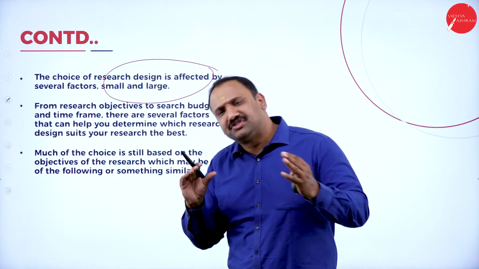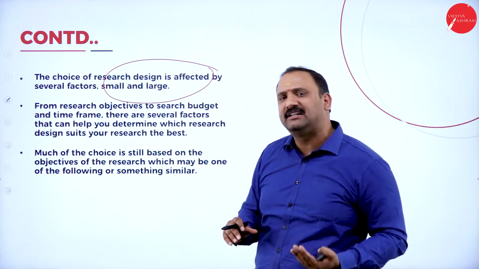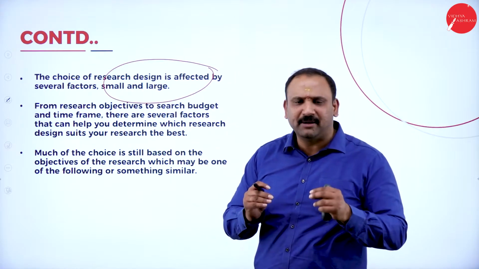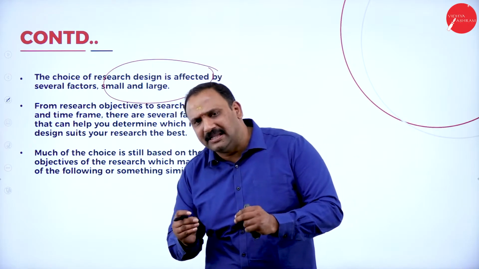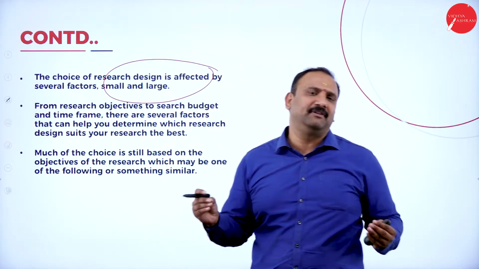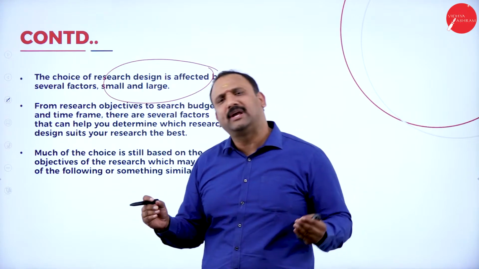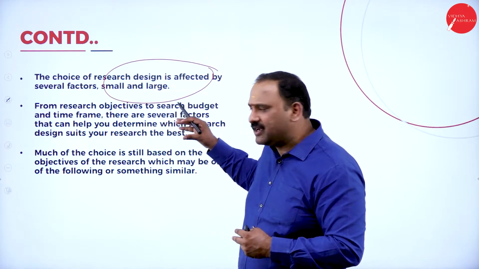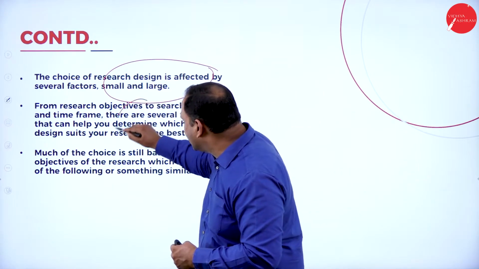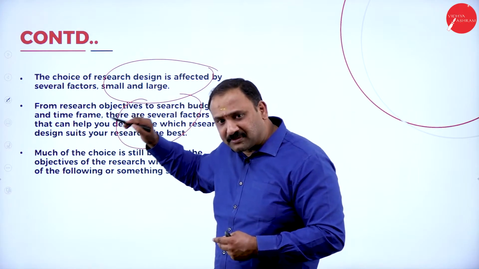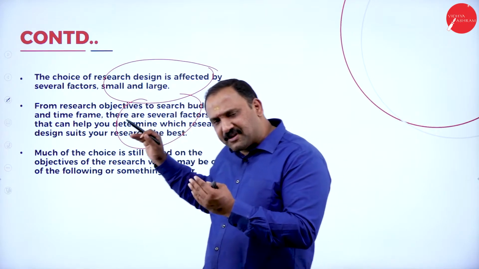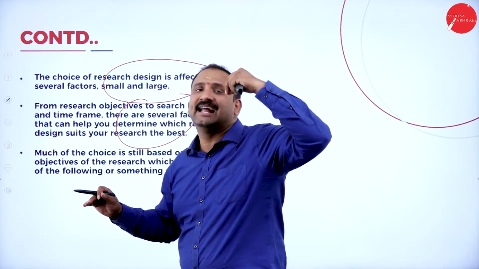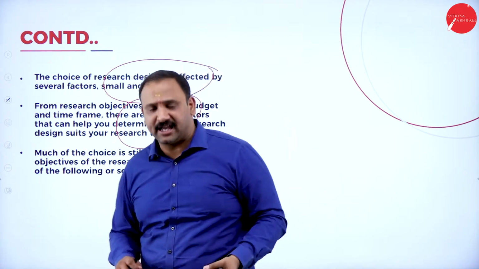Going further, when we are talking about the choice of research design, which is affected by several factors, small and large, there are many factors that come into the picture. It might be something related to people, to the process, or to the design factors altogether. These are the things that are affecting us in the long run. From research objectives to the research budget, and from the time frame that keeps changing, there are several factors that a researcher needs to understand and identify, and only then can he go further.